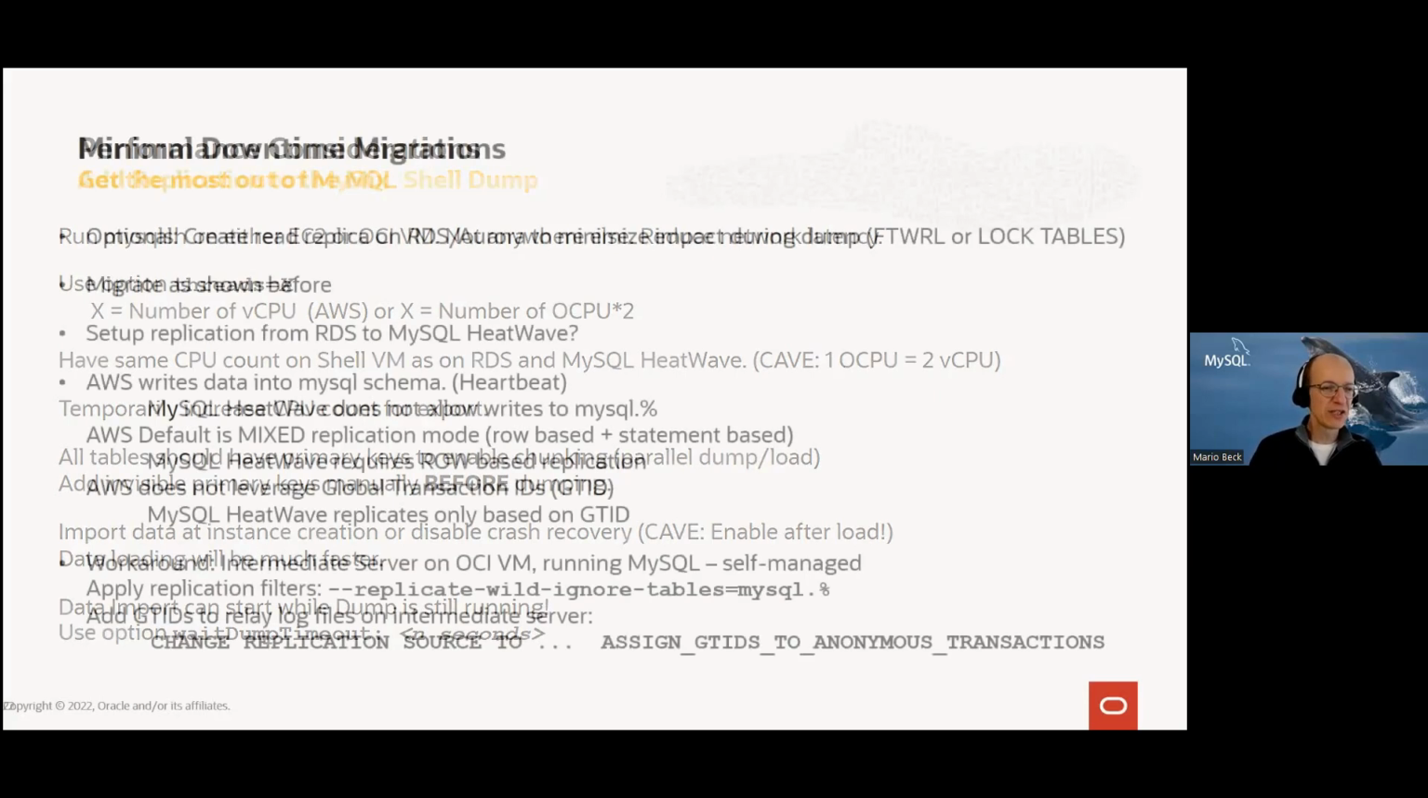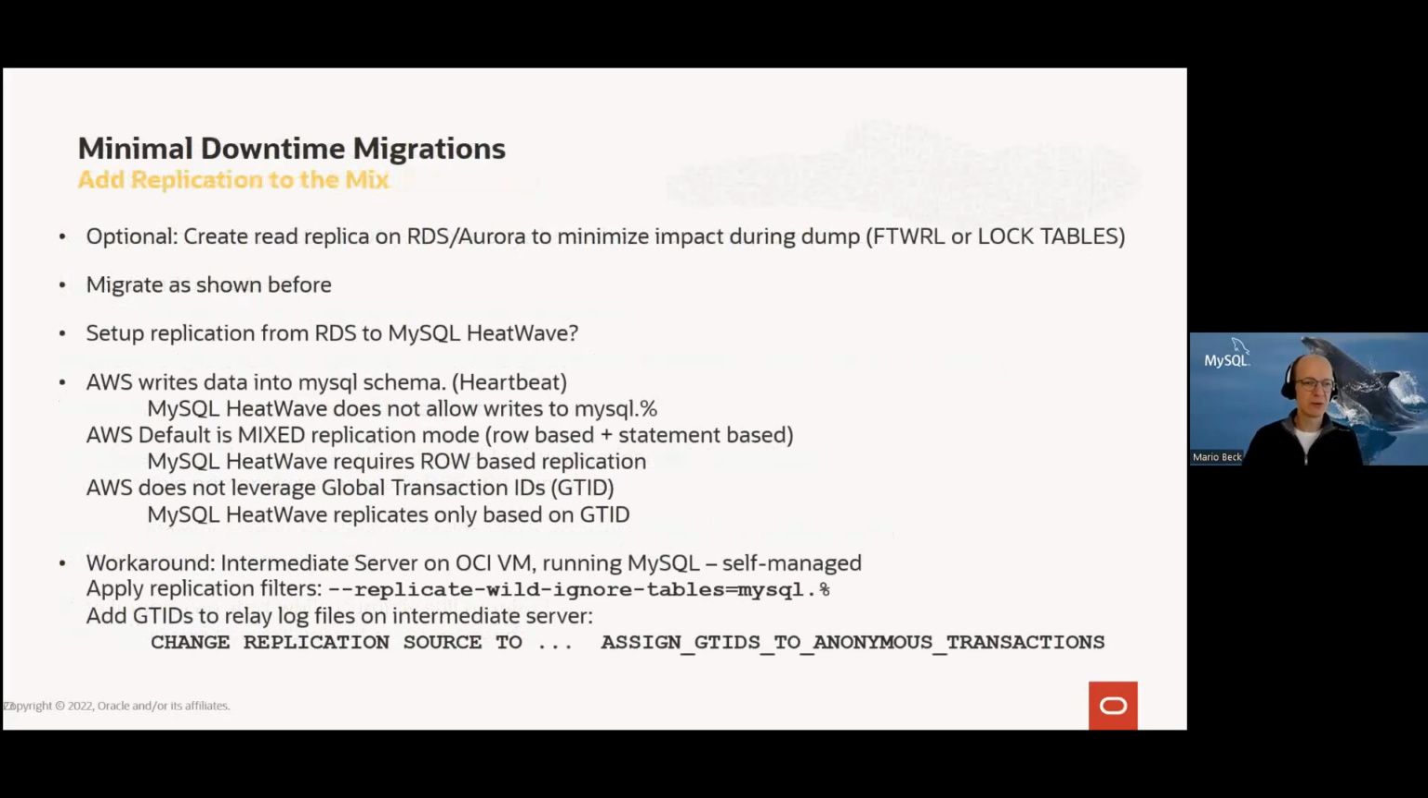If all of that is not enough, there is another option. We can add replication to the mix. For that, it is often a very good idea to create a read replica on the RDS Aurora side so that we are minimizing the impact during dump. We need to do the flush tables with read lock or lock tables, and that will influence ongoing activity on that server. So to avoid that, it's good to have a read replica. If this one is stopped with lock tables, it's not a problem, and we are dumping from that read replica. Then do the migration as shown before.